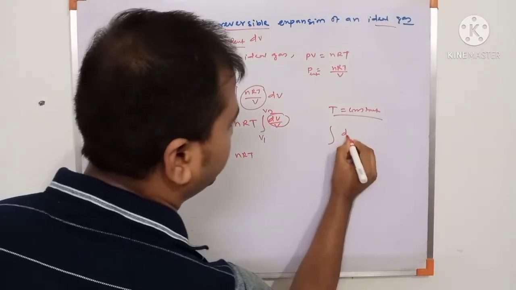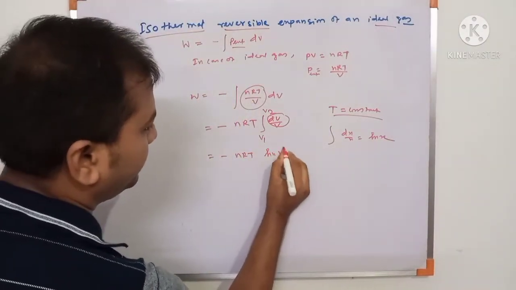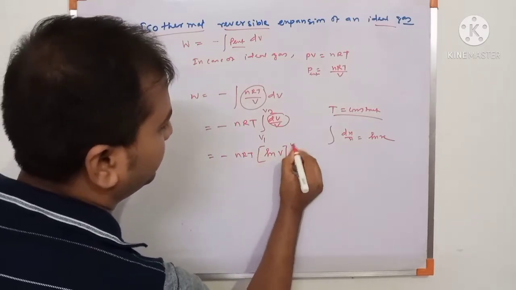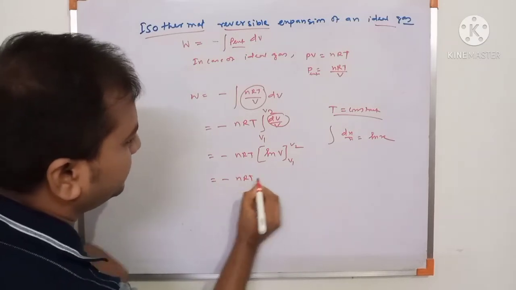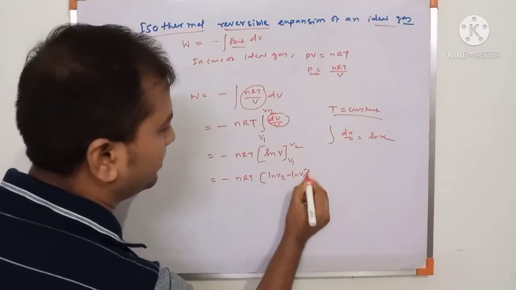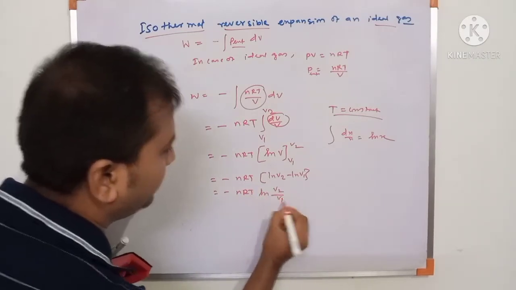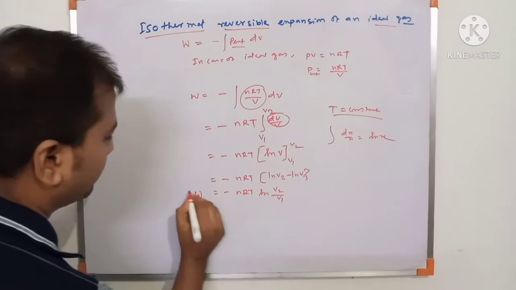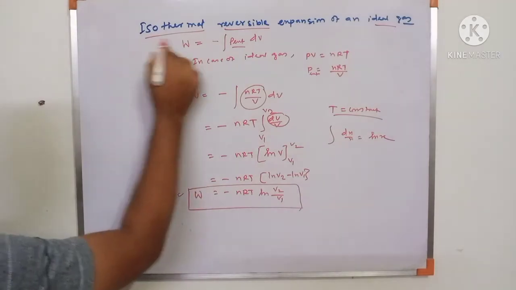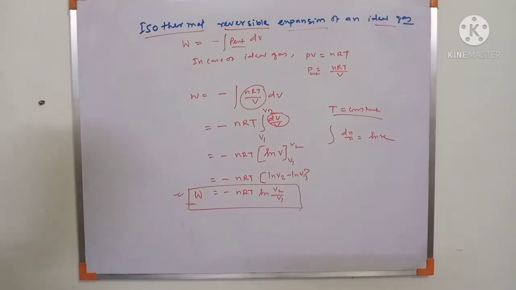Integration of dx by x is ln x, so integral of dV by V equals ln V. With limits V1 to V2, this equals minus nRT (ln V2 minus ln V1), which equals minus nRT ln V2 by V1, since subtraction of logs means division. So work equals minus nRT ln V2 by V1. This is the most important result for isothermal reversible expansion of an ideal gas.